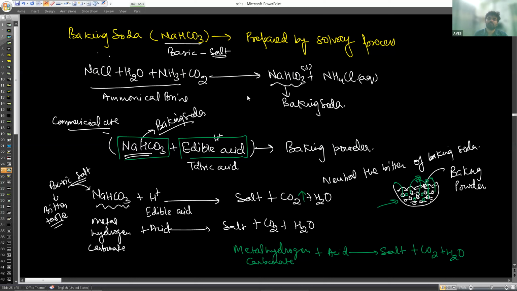Done. So when we use it commercially, you know that this is baking. Baking means it is used in the baking industry. So we mix the baking soda, this is sodium hydrogen carbonate. If I ask you what are the parent acid and base of this salt? So the parent base is NaOH.